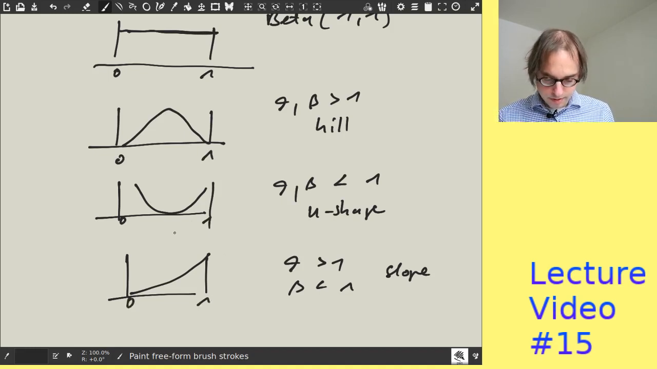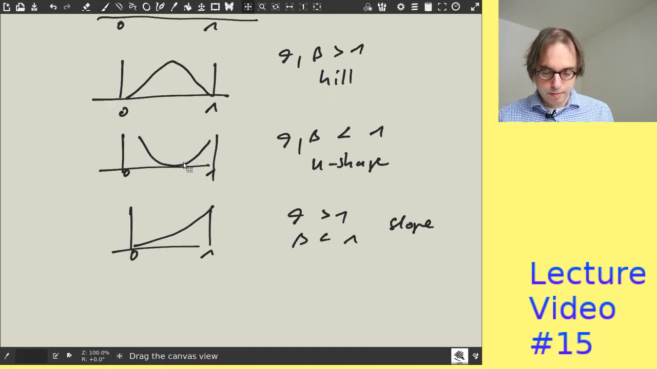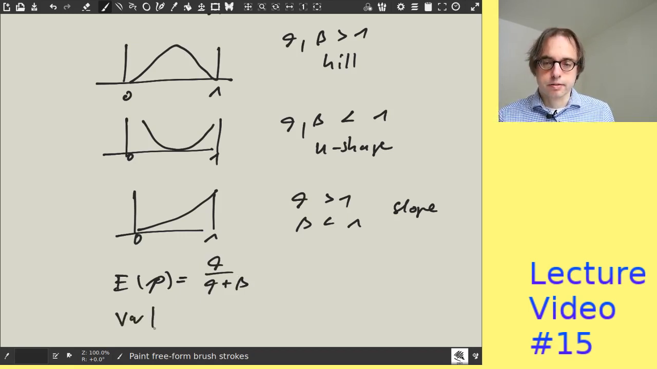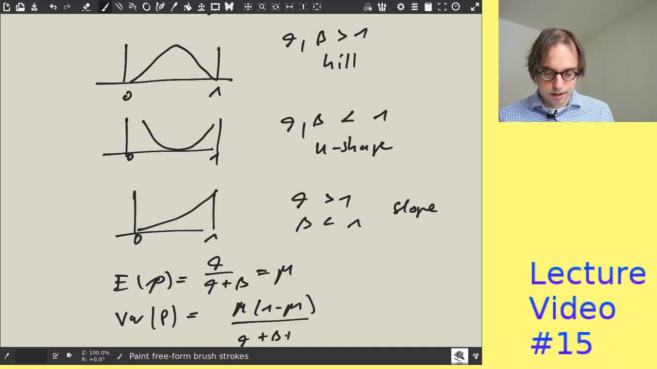And the mean, the expectation of p, is given by alpha divided by alpha plus beta, and you can also write down the variance of p. Let's call this mu, then the variance is mu(1 minus mu) divided by alpha plus beta plus 1.